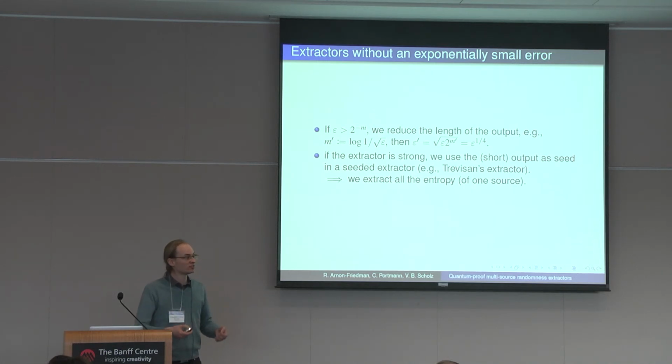So now we can plug it into a seeded extractor, because we know we have constructions of seeded extractors which only need a short seed, for example, Trevisan's extractor. So once we get this output m prime, if it's strong, so we need this extractor to be strong for the output to be independent from the source, or from at least one of the sources, we just run Trevisan's extractor on the same source with the output of the two-source extractor, and then we are able to extract all the entropy from one of the sources.